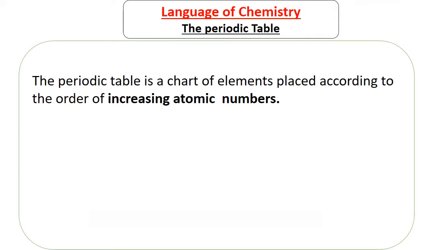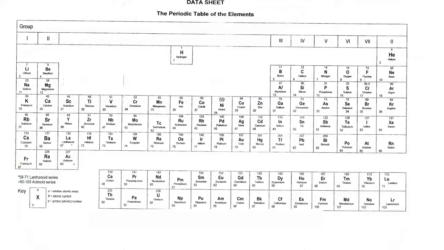So just a reminder, the periodic table is just a chart of elements placed according to the order of increasing atomic number, and this is the periodic table. So in the previous videos, we looked at this group, which is group 1. In this video, we're going to take a look at group 2.